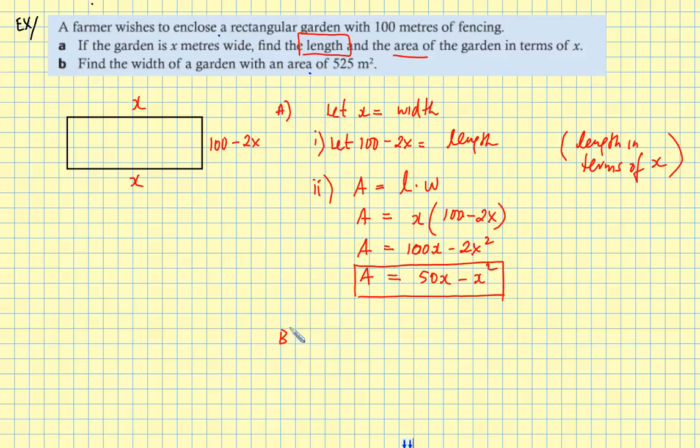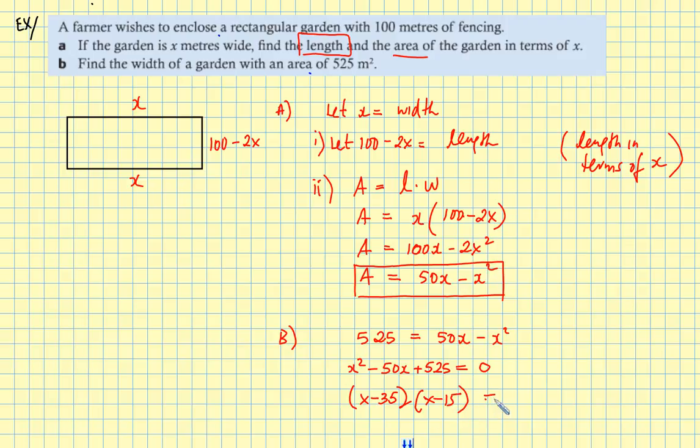So in part B, all we do is we say that 525 is equal to 50x minus x squared, and we'll say that x squared minus 50x plus 525 is equal to 0. So this will go to two numbers that multiplied give me 525 and added give me negative 50, which are going to be x minus 35 and x minus 15.